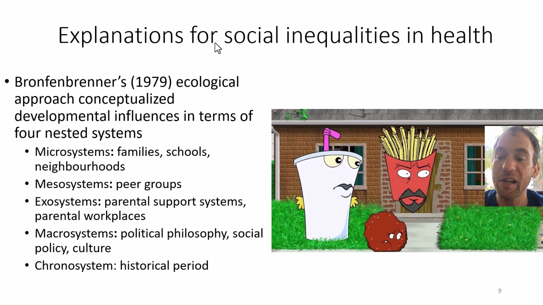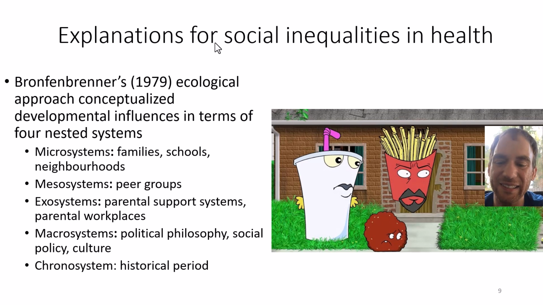And that is, as stated, Bronfenbrenner's ecological approach, who conceptualized developmental influence in terms of 4 nested systems. However, a 5th was later added. The microsystem, which consists of families, schools, and neighborhoods. The mesosystem, which consists of peer groups. The exosystem, which consists of parental support systems, parents' workplaces. The macrosystem, consisting of political philosophies of a country, the social policies, the culture, and the chronosystem, consisting of the historical period.